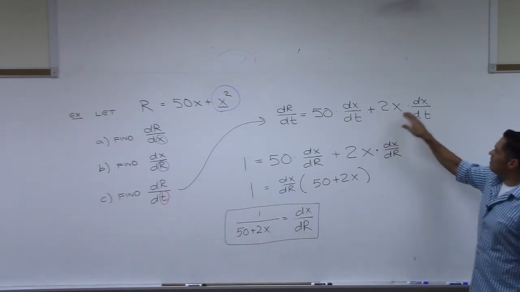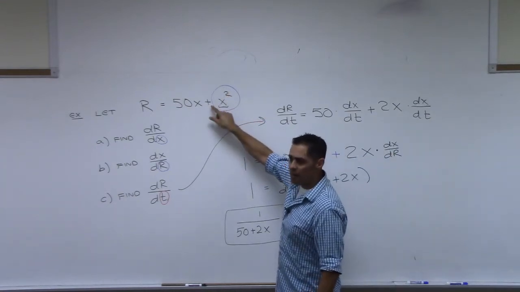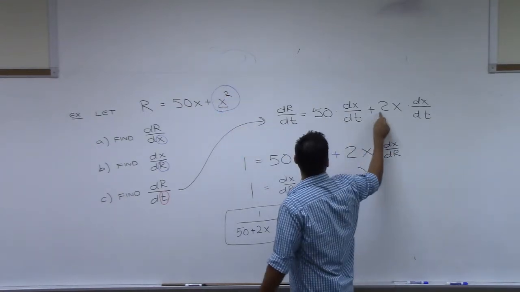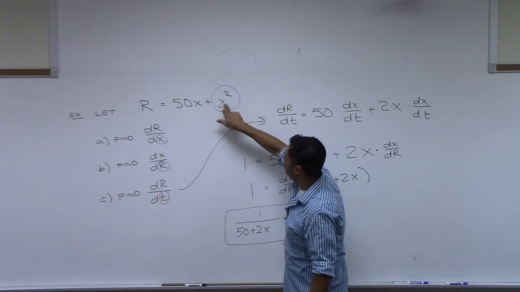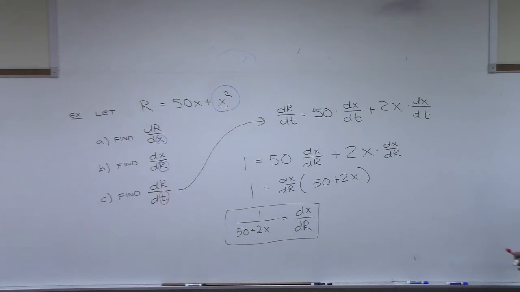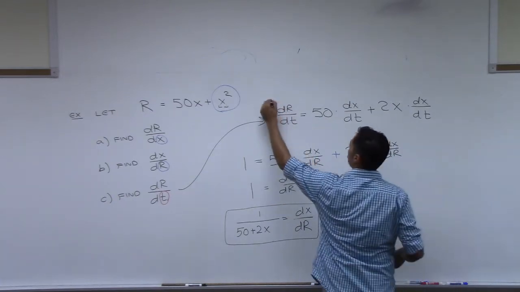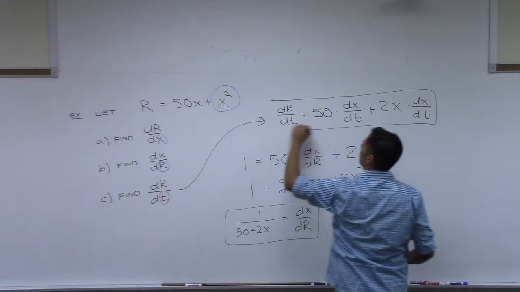So this 2x dx/dt comes from that chain rule again. You have to bring the 2 down, x to the first power, and then the derivative of x with respect to t, which gives you the dx/dt. That's it. Well, we're supposed to solve for what? dr/dt? So yeah, it's already solved for dr/dt. So that's it.